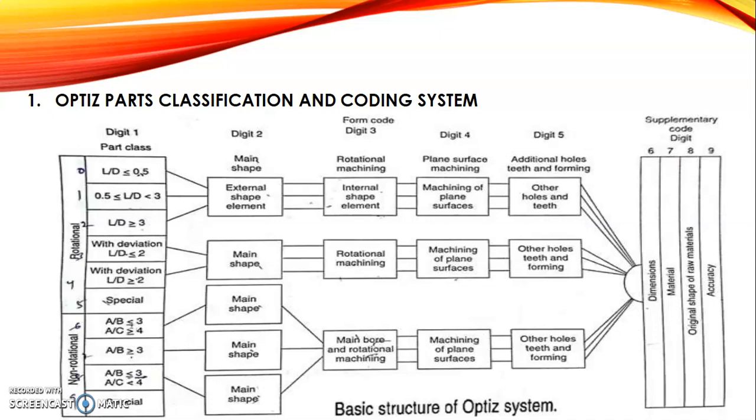In the Opitz coding system, the first 5 digits are called the form code, which describes the design attributes of the part, such as external shape and machined features. The next 4 digits, 6 to 9, are called the supplementary code, which indicates the information related to manufacturing, such as dimension, material, the original shape of the raw material, accuracy, surface finish, etc. The additional 4 digits depend on the manufacturer.